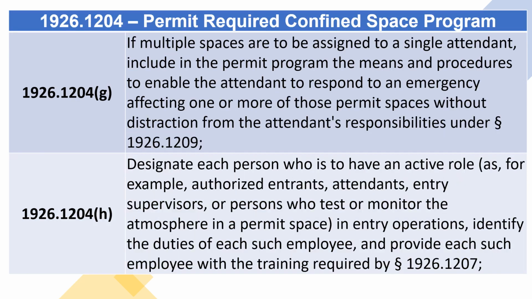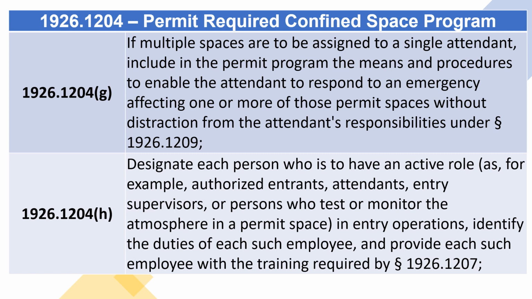1926.1204(g). If multiple spaces are to be assigned to a single attendant, include in the permit program the means and procedures to enable the attendant to respond to an emergency affecting one or more of those permit spaces without distraction from the attendant's responsibilities under section 1926.1209.